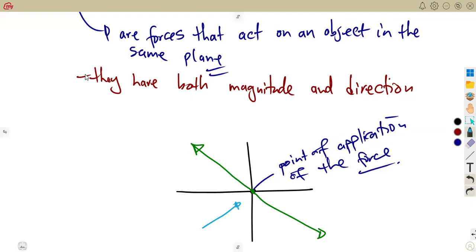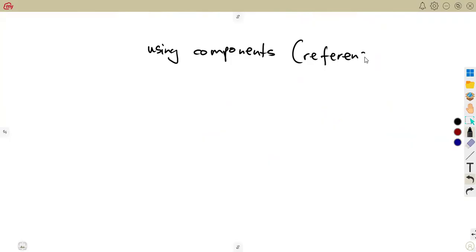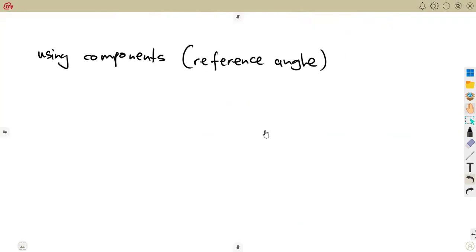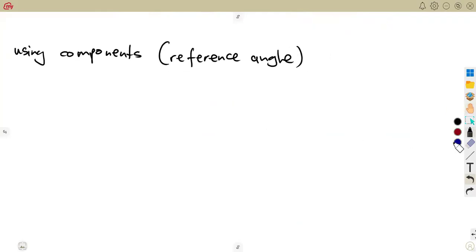So using the components now in resolving, I want you to get rid of these guys when you are referring to the components. What is it that you're actually talking about using components? And in our class, we are actually going to be focusing with the reference angle. So the components that we are actually referring to are the horizontal and the vertical.